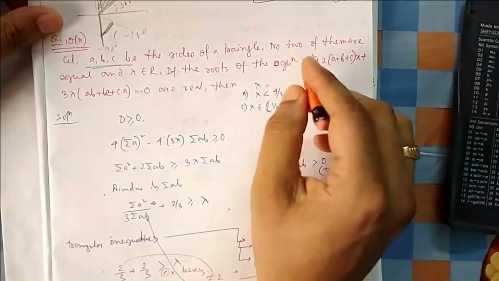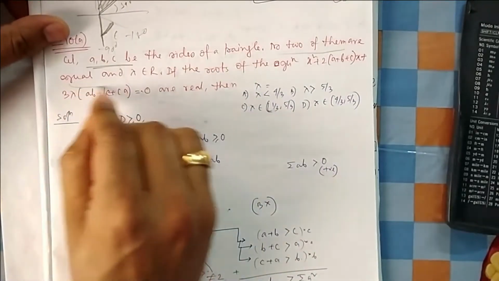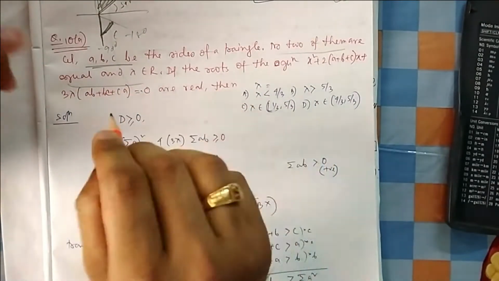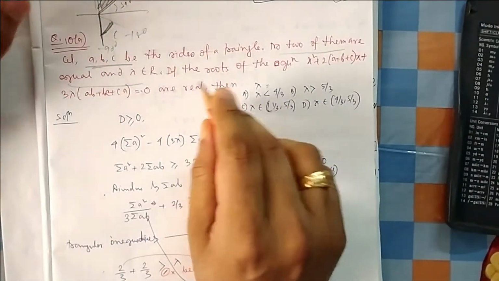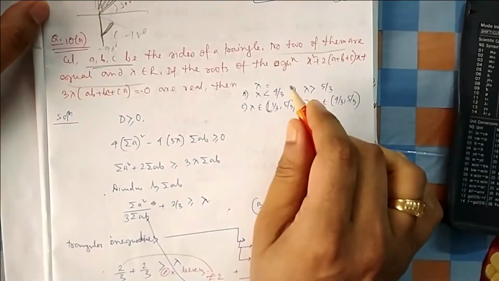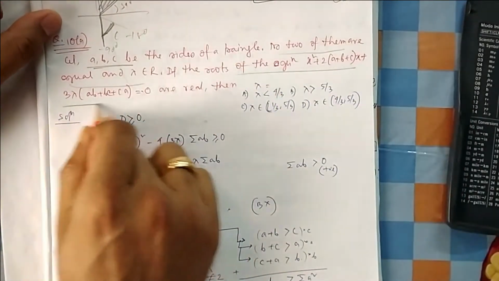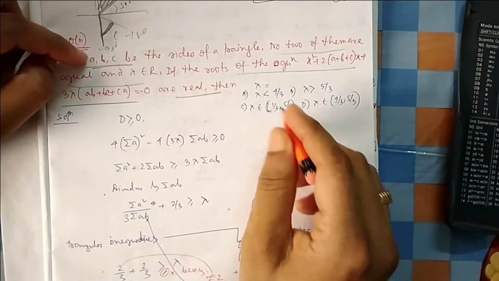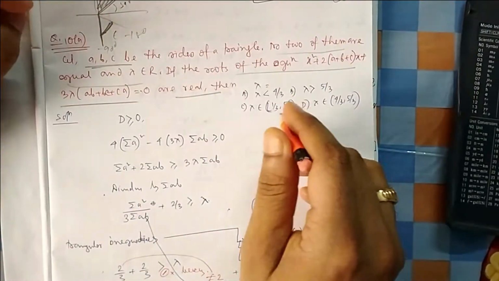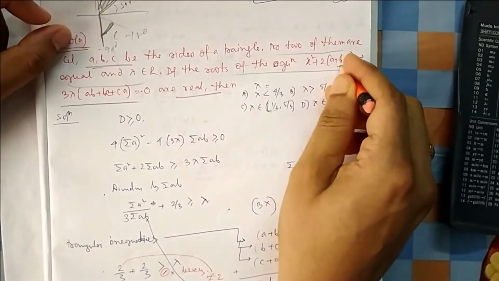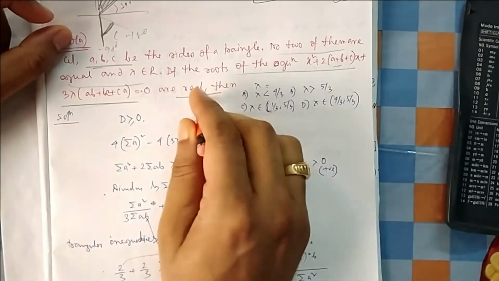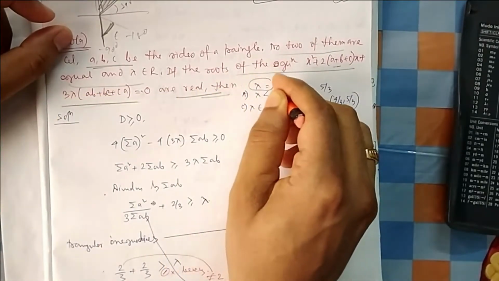Let a, b, c be the sides of a triangle, no two of them are equal. We have a triangle where two sides are not equal. So if two sides are not equal at any time, then the roots of these equations are real. Okay, a, b, c are all different and it is a triangle. The roots of this equation, x square plus 2, are real. Then you need to find the value of lambda.